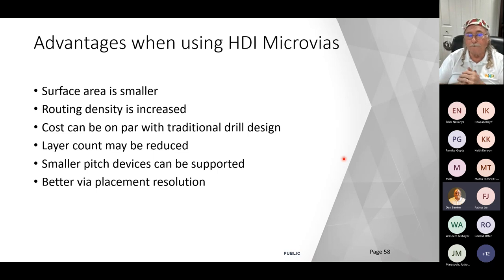And then you have a lot more control over where the vias are because a laser doesn't wiggle around like a drill does. A mechanical drill has some drift, and you have to make sure that in your design you have enough space for a wobbly drill to go through the board stack. Those are some of the advantages. And done properly, HDI can be a wonderful thing.